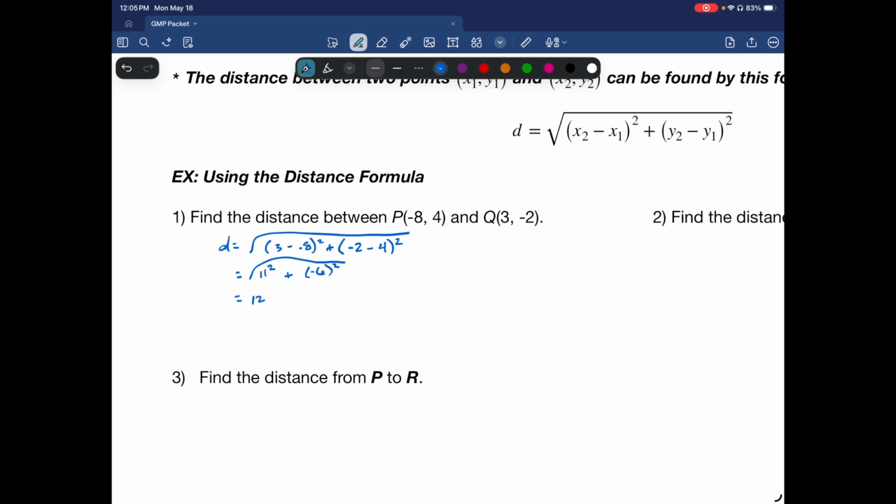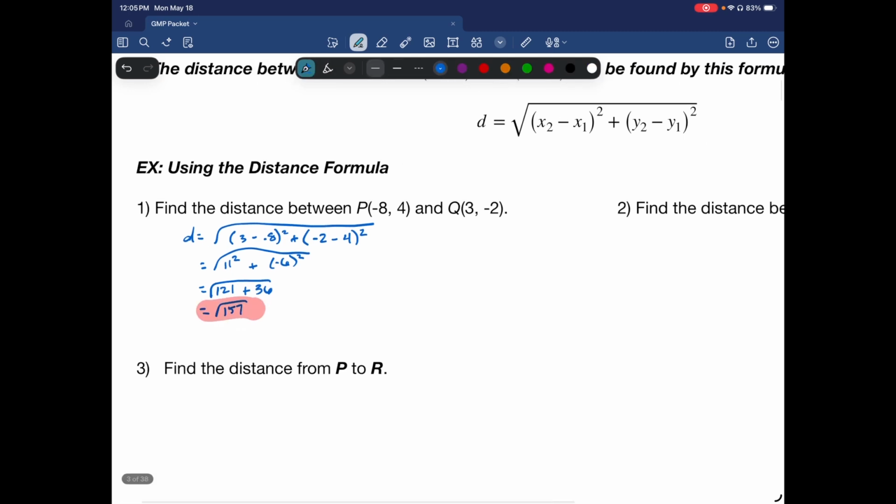All right, so it's going to be 121 plus 36. Remember, if the negative is inside the parentheses, the square takes care of that. And so you got 121 plus 36, and so the square root of that equals 157. Square root of 157. All right, so you can leave it like that, or if Pearson asks you to give the decimal, you type that into your calculator and give it 1 or 2 decimals depending on what they ask for. So the square root of 157 would be the distance between those 2 points.